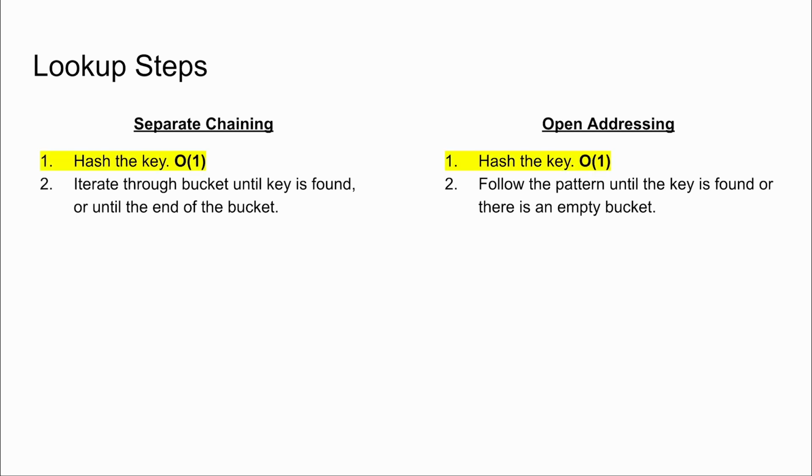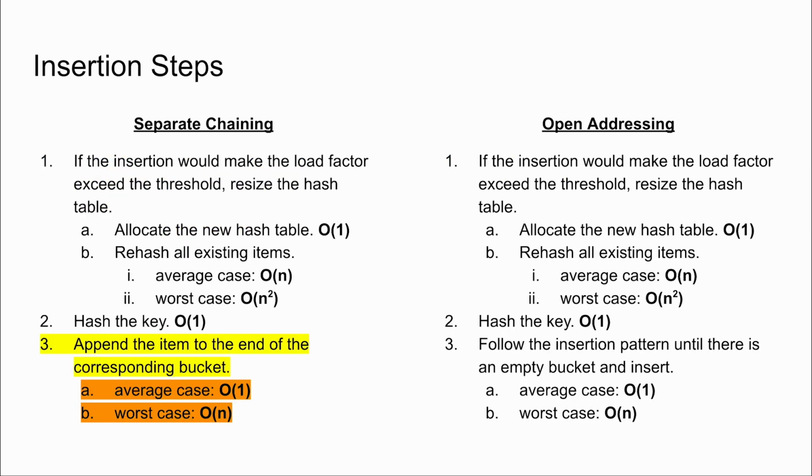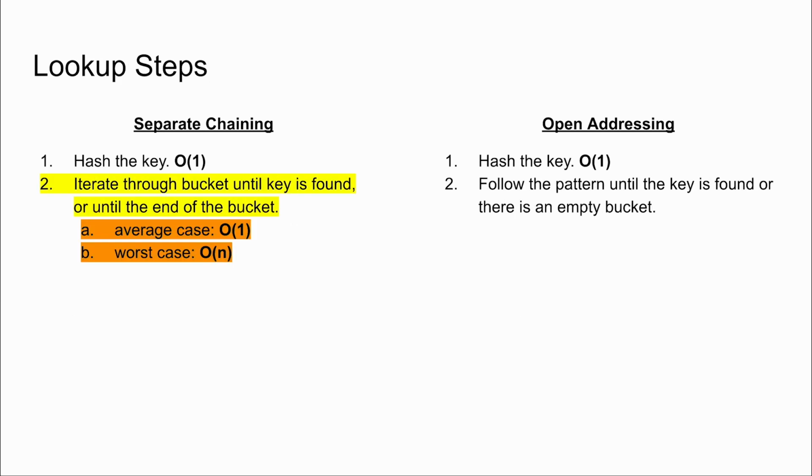We already know that hashing the key is O of 1. Now let's look at iterating through a bucket. This is a lot like the step in insertion where we iterated through the bucket to append an item. The only difference is that for lookup, we don't have to insert anything into the bucket. But the iteration is the same, so the runtime is the same, which is O of 1 in the average case and O of n in the worst case.